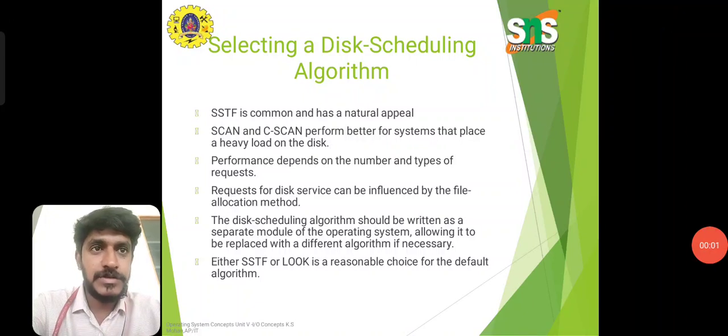Welcome to this lecture video, Scheduling and Disk Scheduling Algorithm. In Unit 5, we are discussing the I/O system in the operating system.